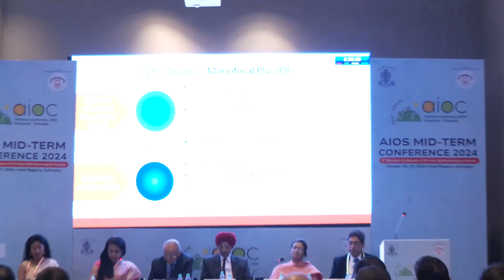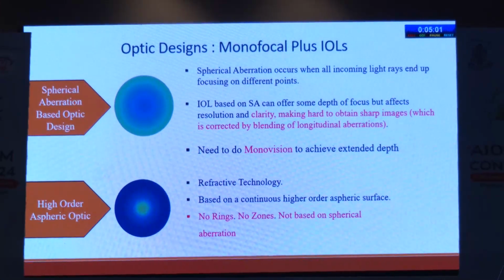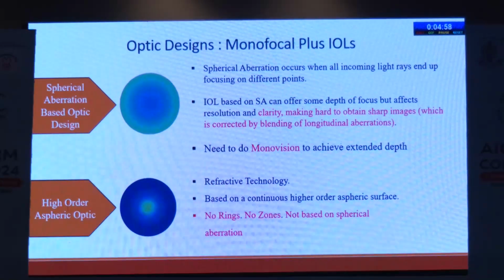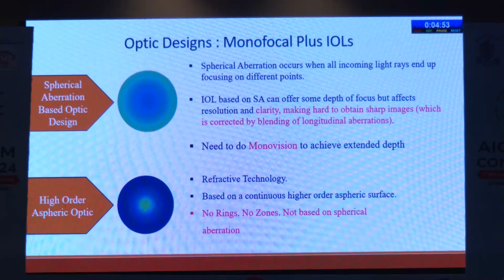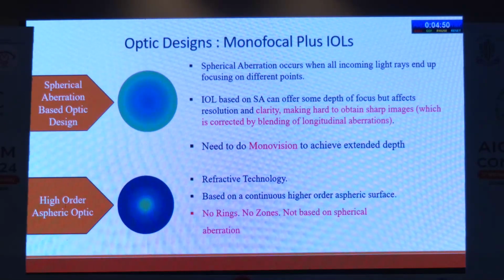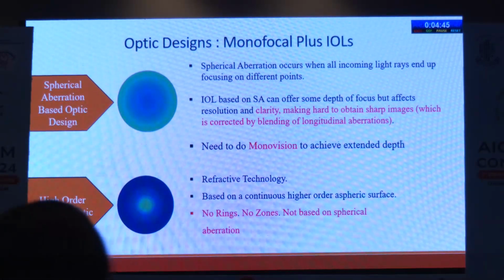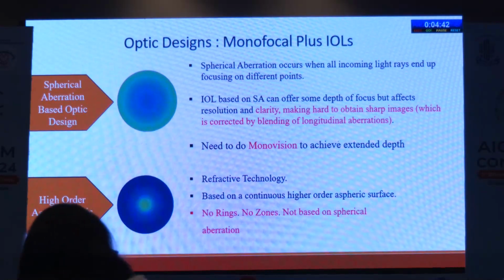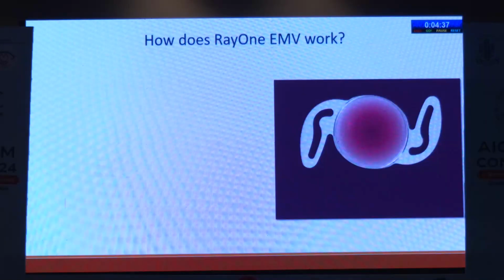This is the design of the spherical aberration based optic design, and this is the high order aspheric optic design. Spherical aberration occurs when all incoming light rays end up focusing on different points. These IOLs based on spherical aberration can offer some depth of focus, but affect resolution and clarity, making it hard to obtain a sharp image. This is corrected in the RayOne EMV by blending of the longitudinal aberrations. And this is the only lens which can achieve a micro monovision type of effect. The other one is the refractive technology based on continuous higher order aspheric surface, with no rings, no zones, and not based on spherical aberrations.